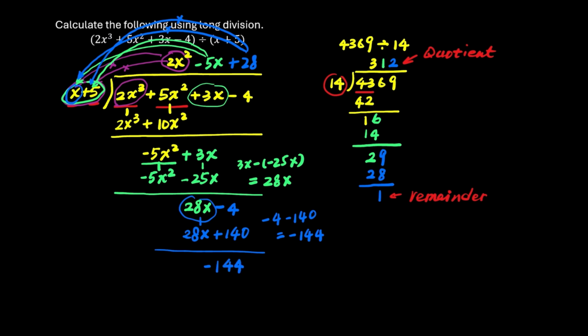So the division of these polynomials give us a quotient of 2x squared minus 5x plus 28. So this is the quotient of this division. And the remainder is negative 144. So this is the remainder. I hope this breakdown and this analogous to number division has made polynomials long division a bit clearer to you.